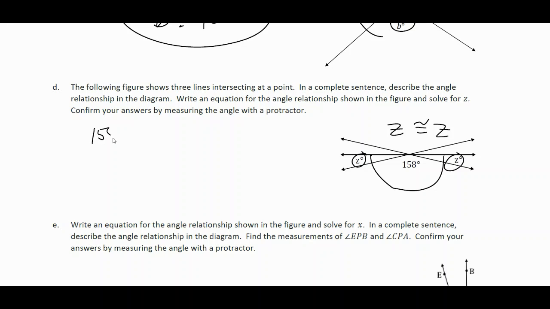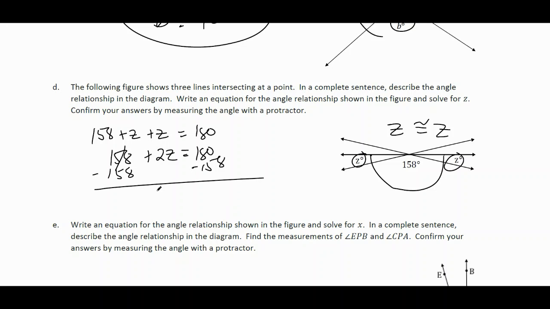So 158 plus z is equal to 180. So 158 plus 2z is equal to 180. Subtract both sides by 158. 2z is going to be 22. Then divide both sides by 2. Z is 11. Okay.